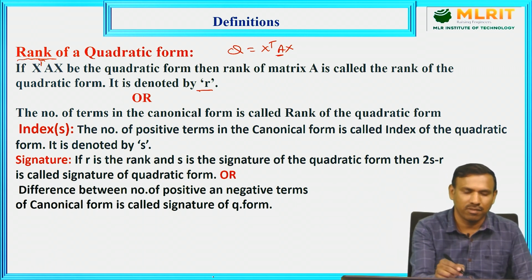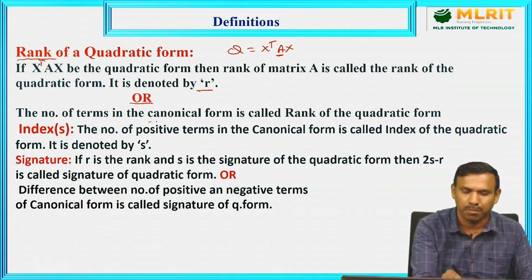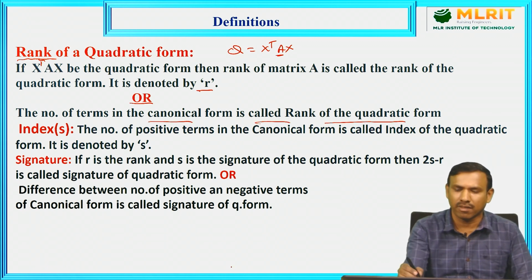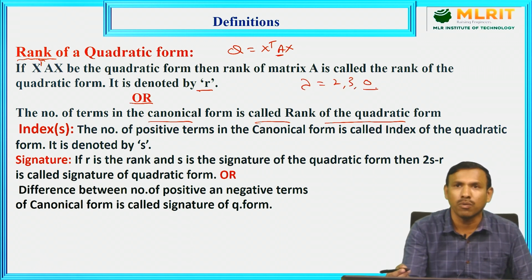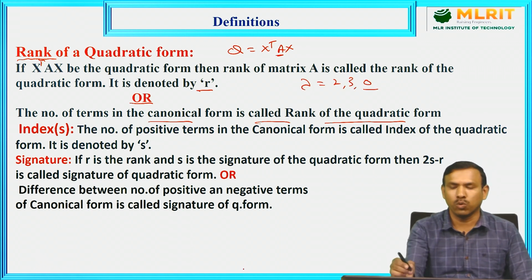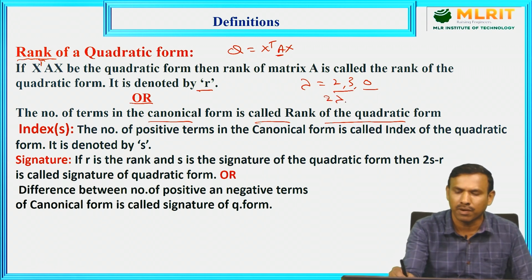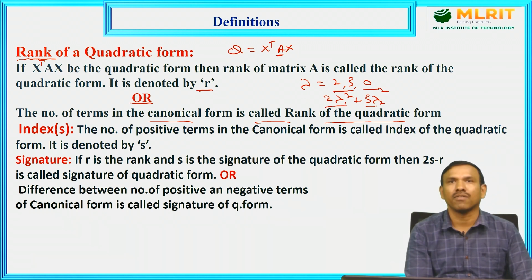In another process, how can we define it? The number of terms in the canonical form is called the rank of the quadratic form. How many terms are there? Suppose lambda equals 2, 3, 0. So 0, one term is missing. Only 2 eigenvalues are involved. The quadratic form involves 2 into y1 square plus 3 into y2 square. The 2 terms are involved here. So definitely the rank will be 2.